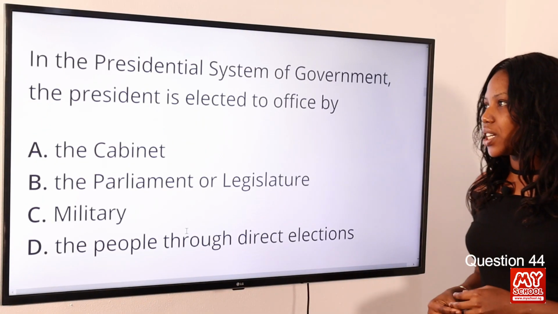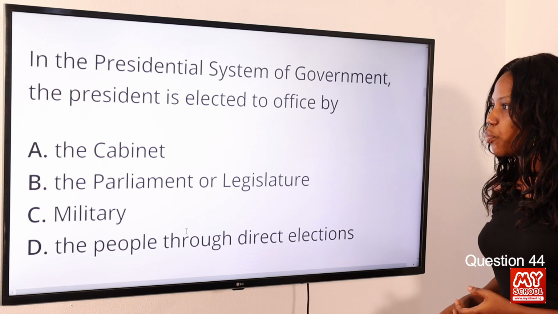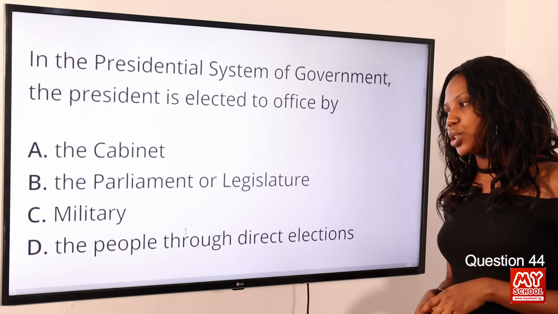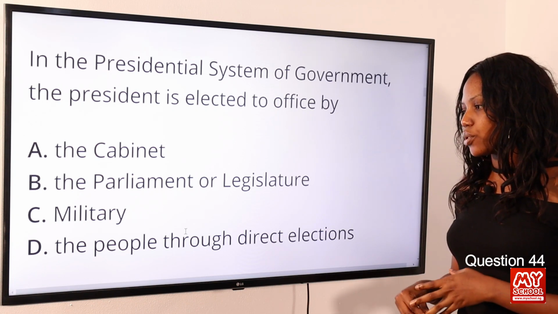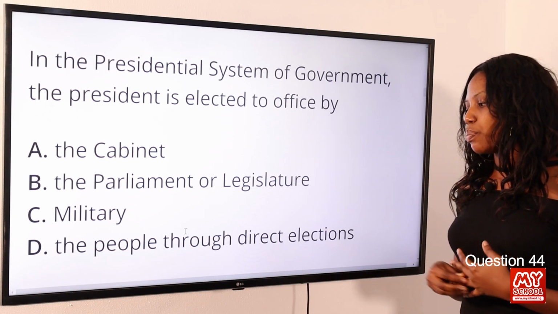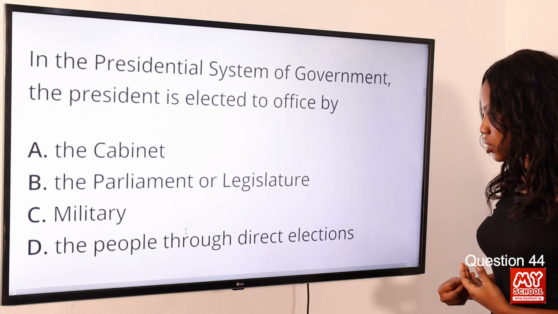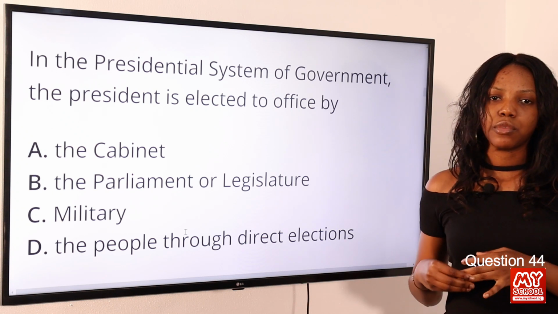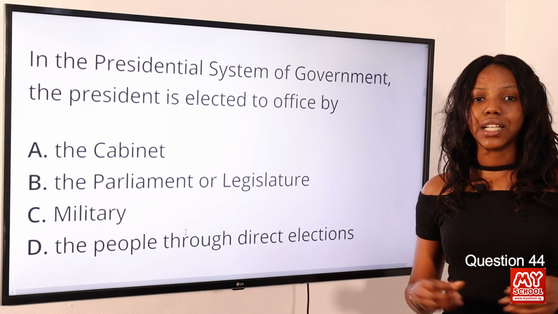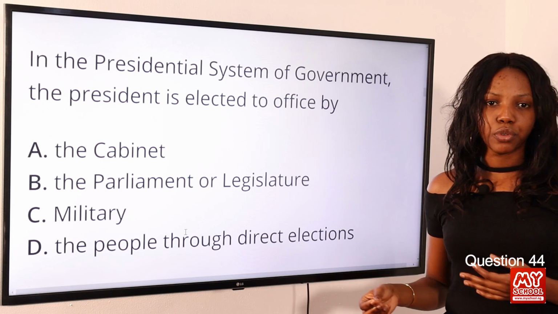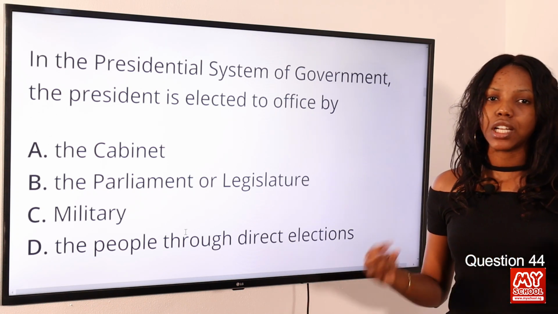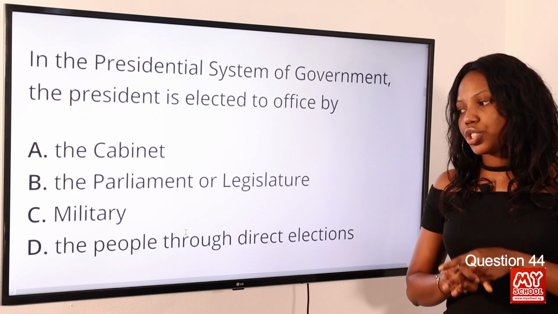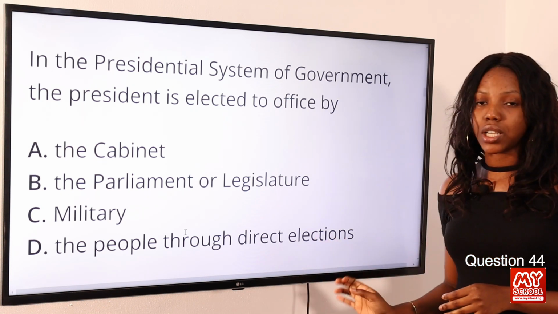Question 44. In the presidential system of government, the president is elected to office by option A, the cabinet, option B, the parliament or legislature, option C, military, option D, the people through direct elections. The answer to this question is option D. In the presidential system of government, the president is elected into office by the people. He is popularly elected by the electorate. The whole country is involved. So the answer to this question is option D, the people through direct elections.